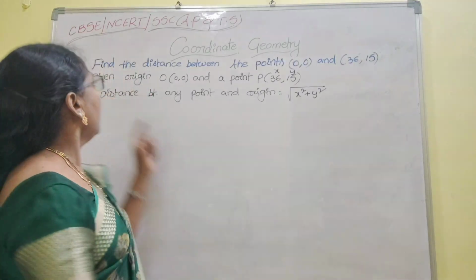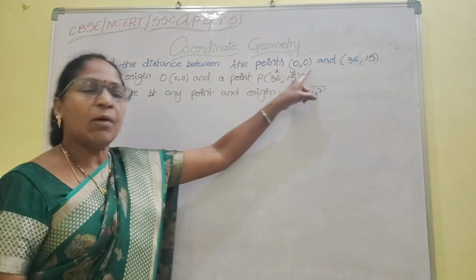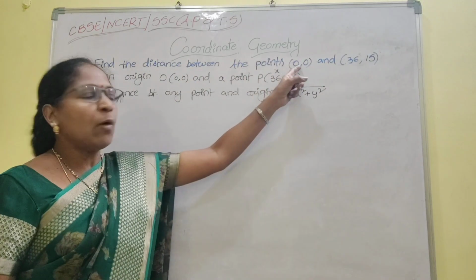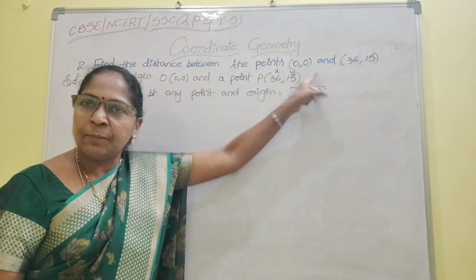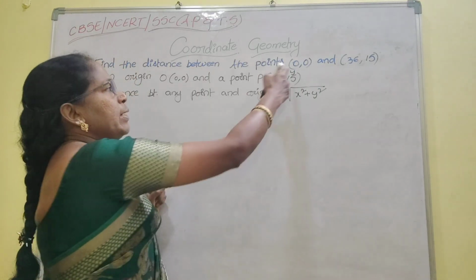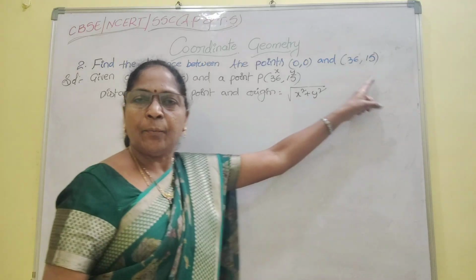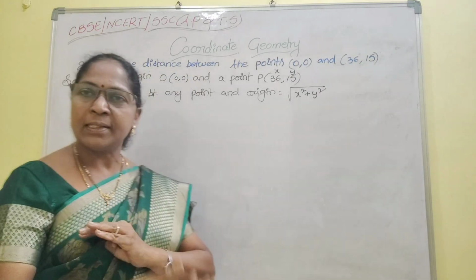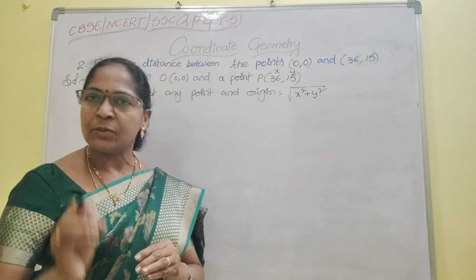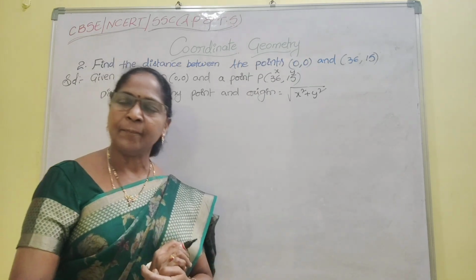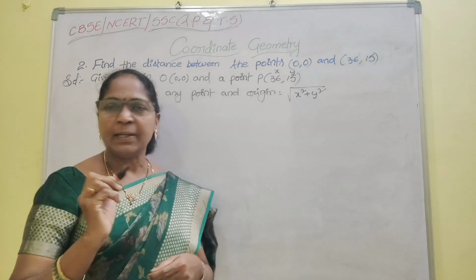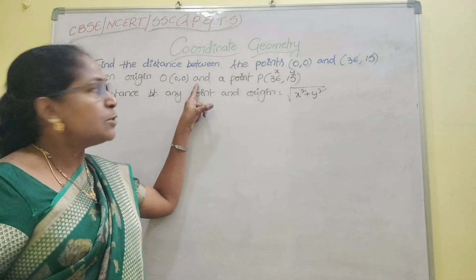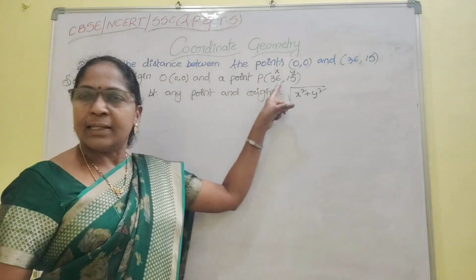Next question here. Find the distance between the points 0, 0 and 36, 15. In the given points, one point value is 0, 0, which means that is the origin point. One is origin point O and the second is another point, you can assume as any alphabet. Whenever origin and a point, the distance between these two points equal to, what is the formula? Square root of x square plus y square. First write the given points. Given origin O 0, 0 and a point P 36, 15.